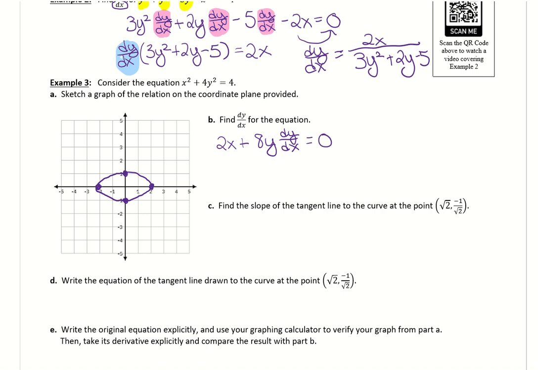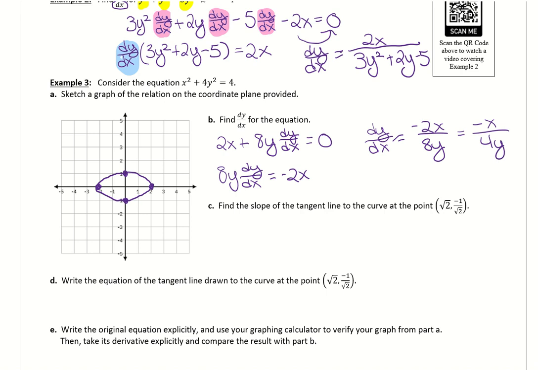So now we can start working to solve for dy/dx. We can subtract 2x from both sides, so 8y dy/dx equals negative 2x. And then divide both sides by 8y, and we will have that dy/dx is equal to negative 2x over 8y, and you can simplify that to negative x over 4y. So that is our derivative.